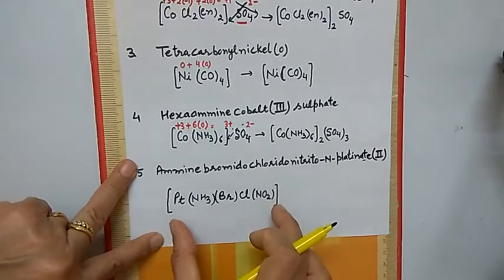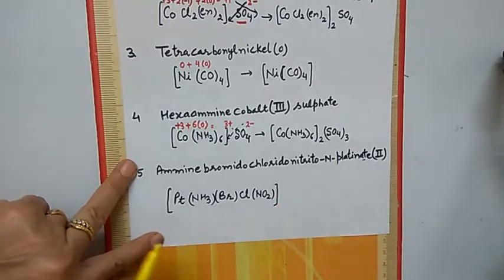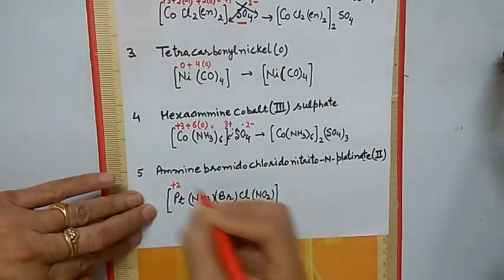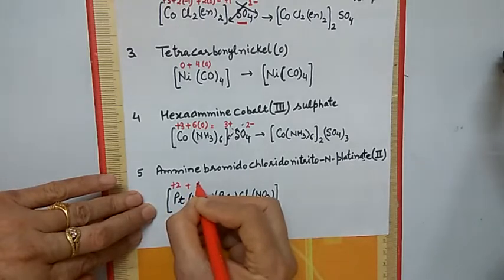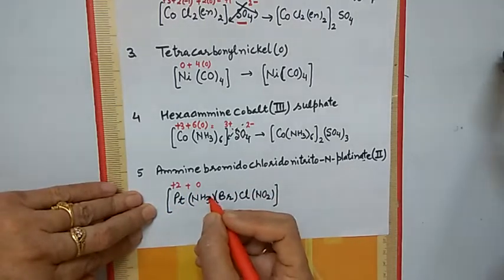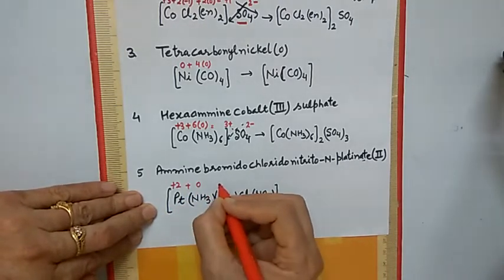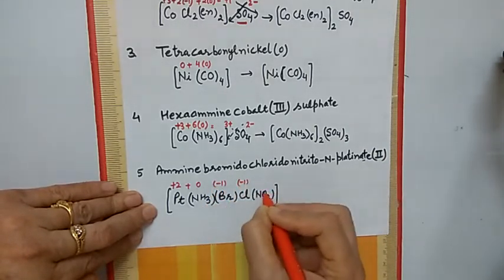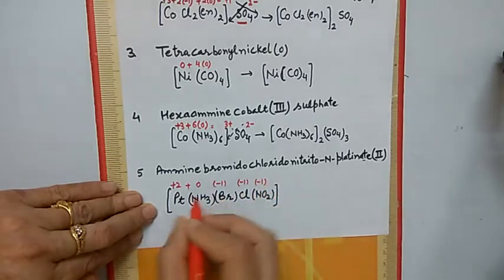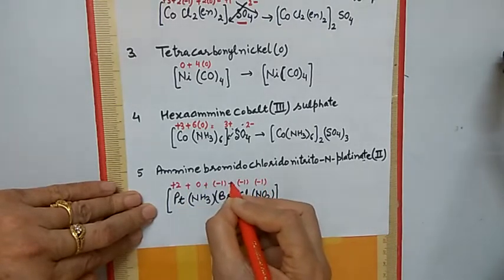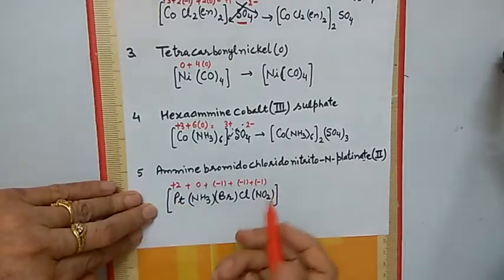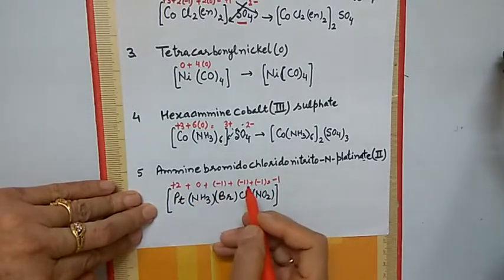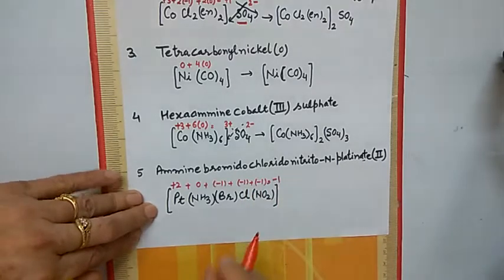Now we have to find the charge on the complex ion. Platinum is in state 2, that is plus 2. Ammonia is a zero, neutral ligand, you have to remember this, it is very important. Bromide is -1, chloride is -1, nitro is -1. So what is the net charge on the ion? If you find, it will be equal to -1. 2 -1 -1 -1, net result is -1.